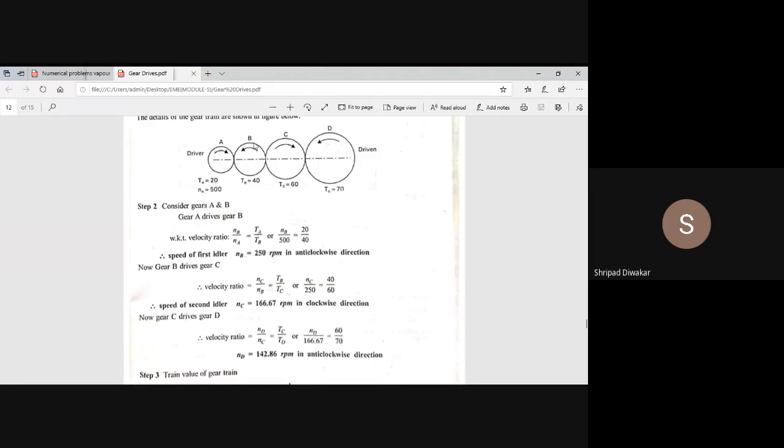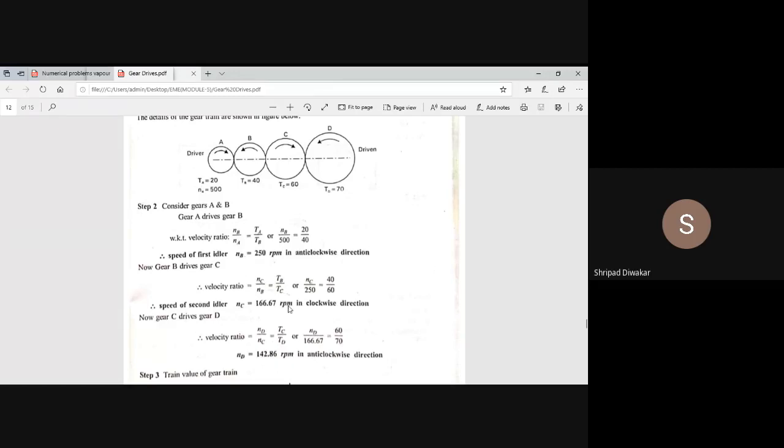Now you have to take gears B and C. How to write the formula? NC divided by NB, third divided by second. NC by NB equals TB by TC, because speed is inversely proportional to the number of teeth. NC divided by NB: the speed of the second gear is 250 RPM, which we got. TB, the number of teeth on gear B, is 40, and on gear C is 60. After simplification, we get the speed as 166.67 RPM.